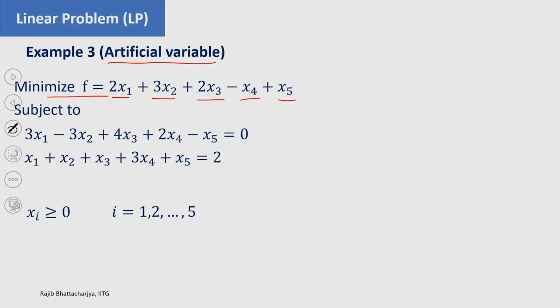The constraints are 3 x1 minus 3 x2 plus 4 x3 plus 2 x4 minus x5 equal to 0. And the second one is x1 plus x2 plus x3 plus 3 x4 plus x5 equal to 2. So, in this particular problem the constraints are equality type constraints, and all xi should be greater than or equal to 0, i equal to 1 to 5.